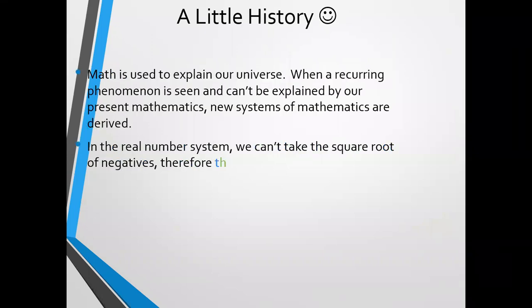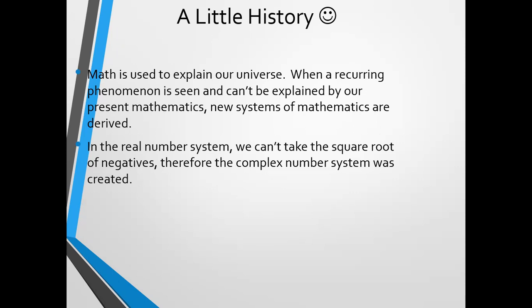Usually math is used to explain our universe. When a recurring phenomenon is seen and can't be explained by our present mathematics, as I said the other time, we develop new mathematical systems that can be used to explain those things. And that's what happened in the case of imaginary numbers. In the real number system, we can't take the square root of negatives. If you press your calculator to find the square root of -1, your calculator is going to give you a mathematical error.